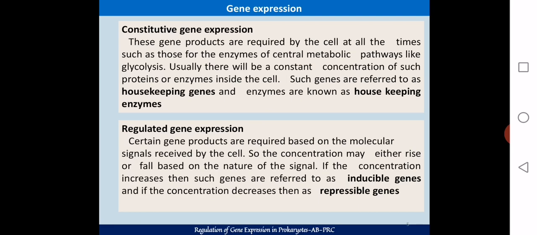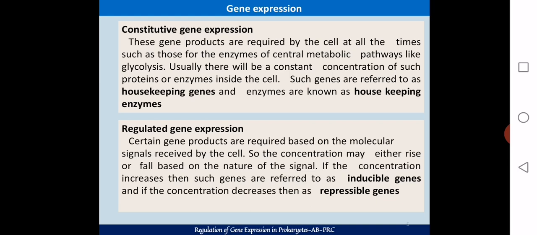And gene expression could be basically of two types: constitutive gene expression and regulated gene expression. The constitutive genes are nothing but those genes which are permanently expressed. There will be certain genes which are required by the cell most of the time. In that situation, these genes are not under regulation. So such genes are called housekeeping genes, and such enzymes or proteins are called housekeeping proteins or housekeeping enzymes, right?